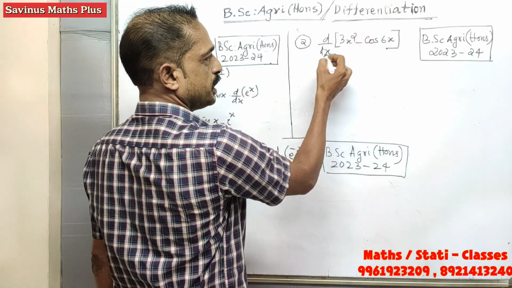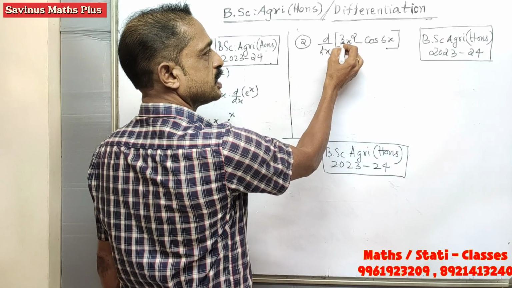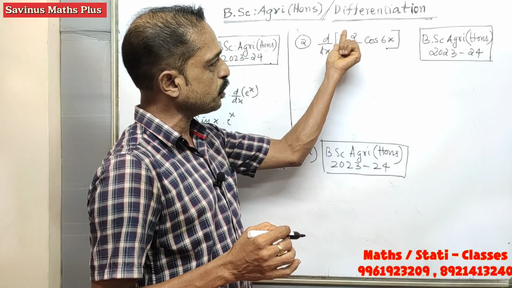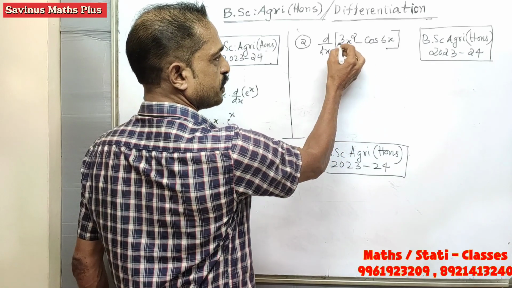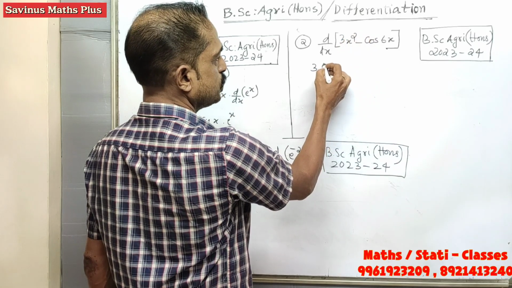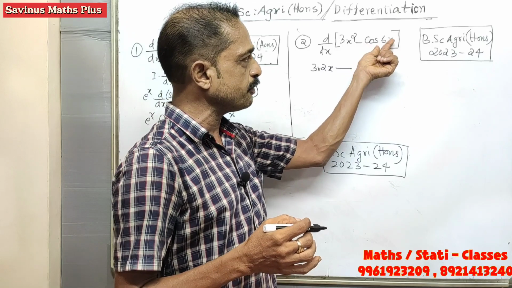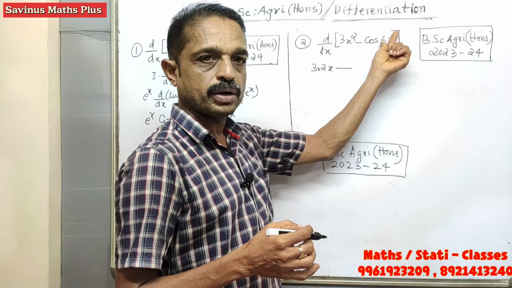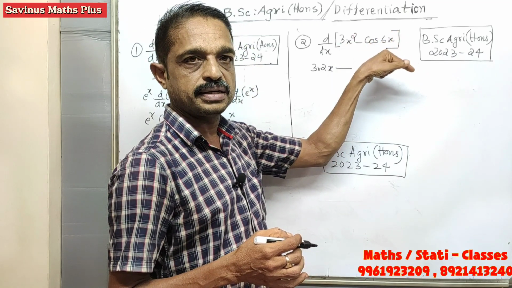So what is d by dx of 3x square? Derivative of the product of a constant and a function. 3 is a constant and x square is a function of x. So derivative of the product of a constant and a function is constant into derivative of the function. In order to differentiate, the constant 3 is written as it is, into derivative of x square, which is 2x, so 3 into 2x, minus, see, cos 6x is a function of a function. 6x is a polynomial function, isn't it? And cos of 6x is again a trigonometric function.